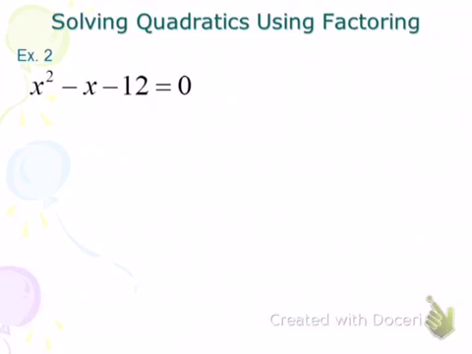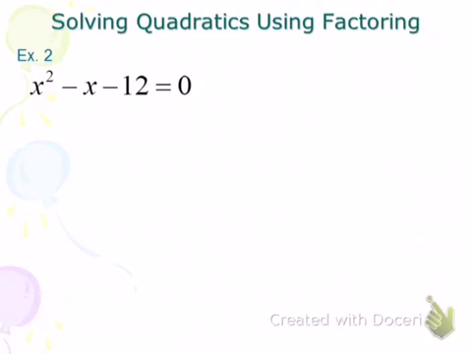We're going to work with several examples of these, but here's another example. x squared minus x minus 12 equals 0. Is this a quadratic equation? Yes. Why is it a quadratic equation? It has an x squared, right? That's the highest exponent. If we had an x cubed in this equation, we'd have to use different techniques.